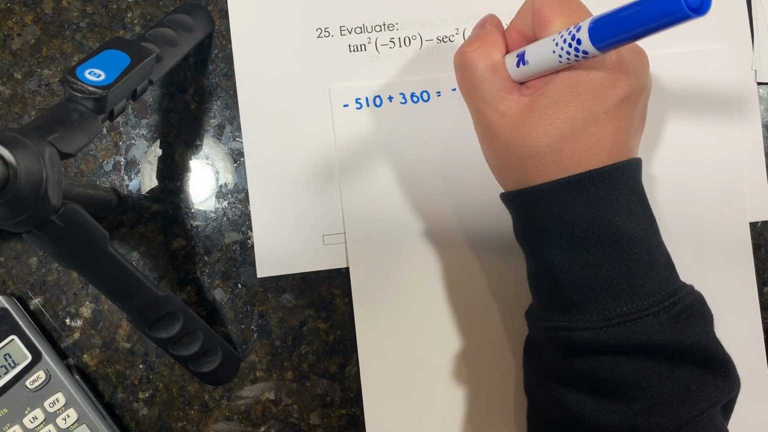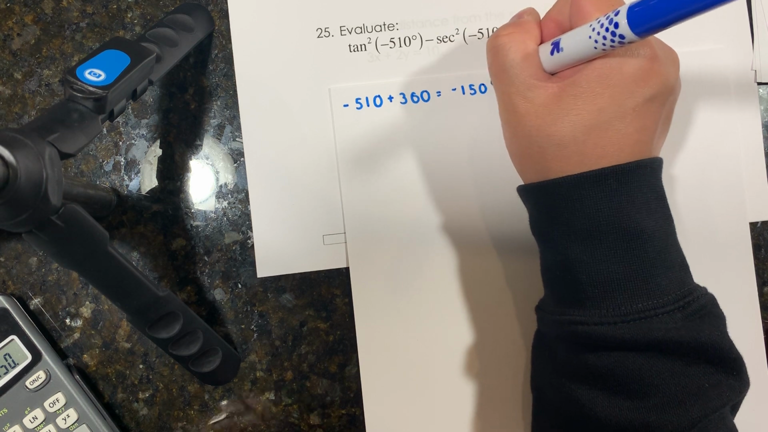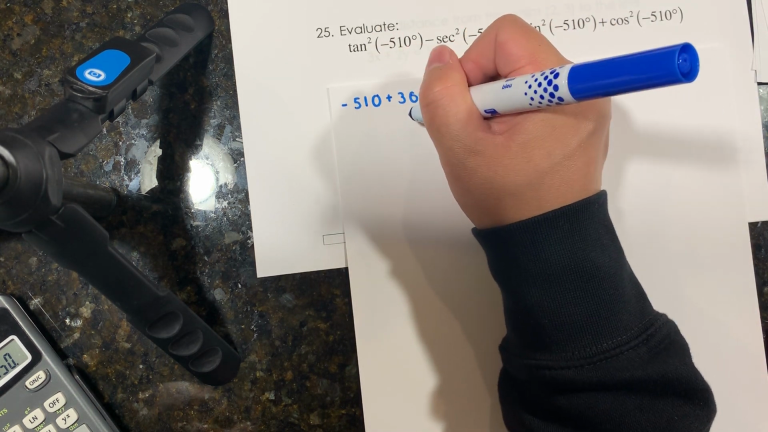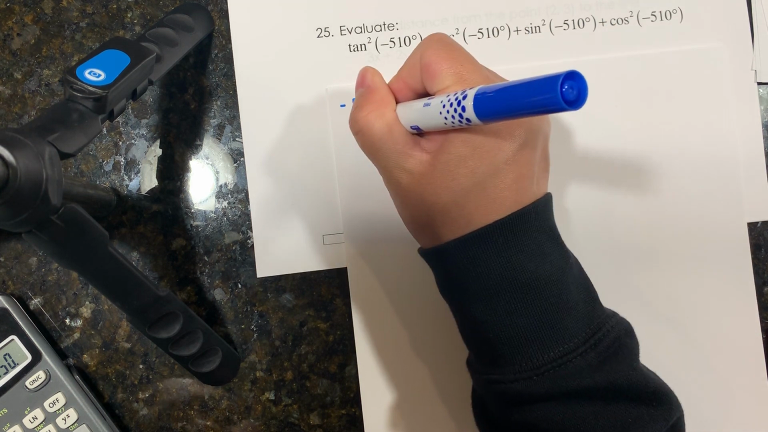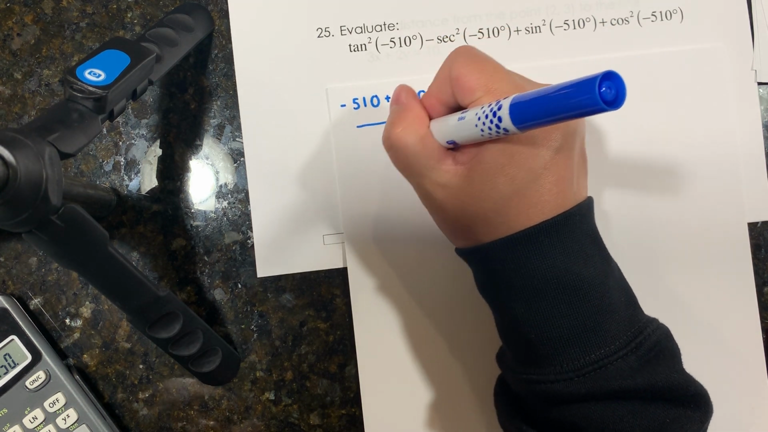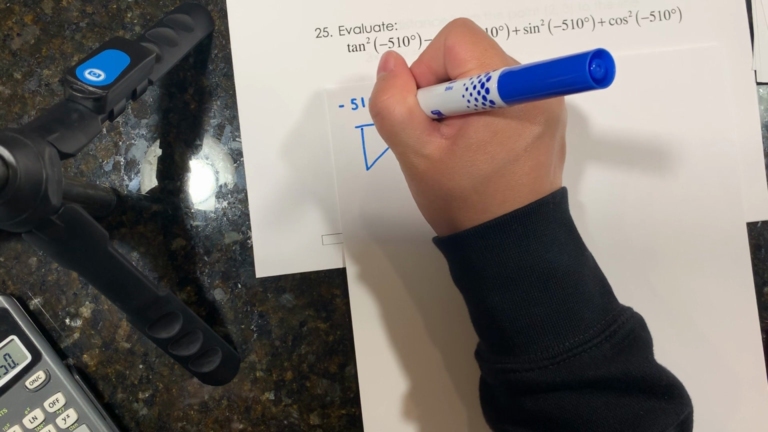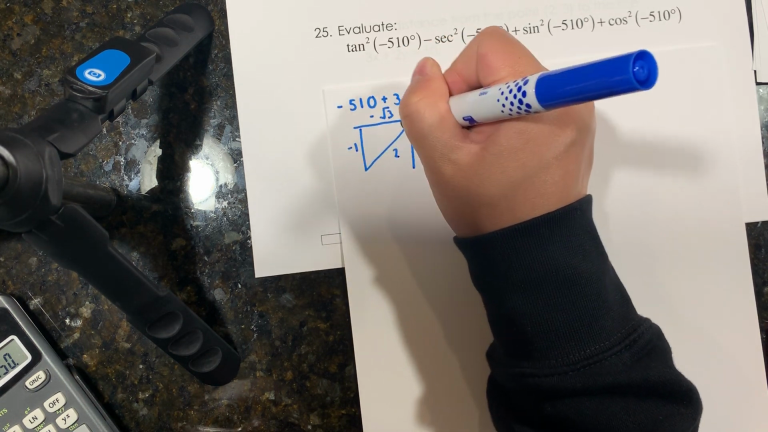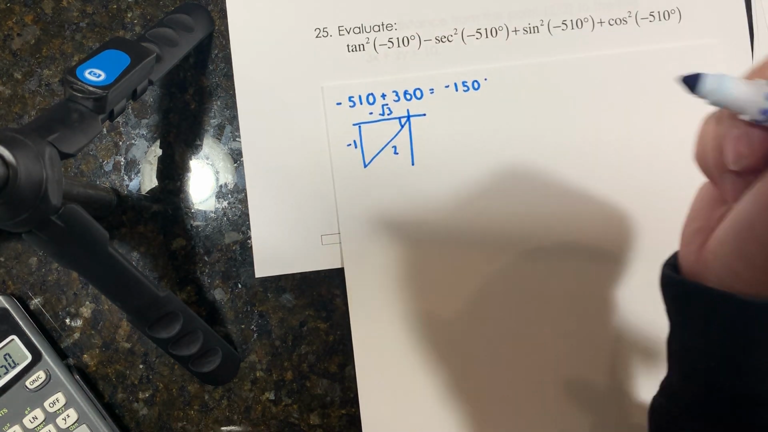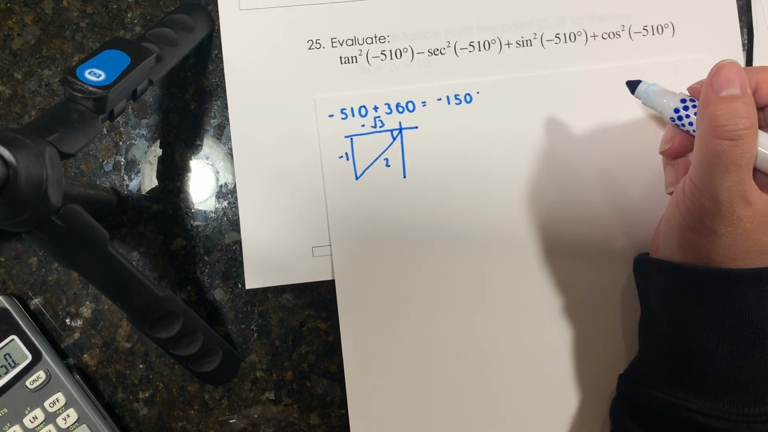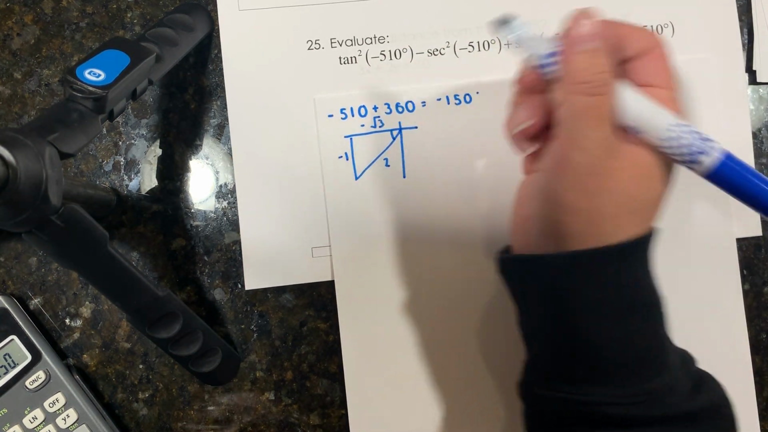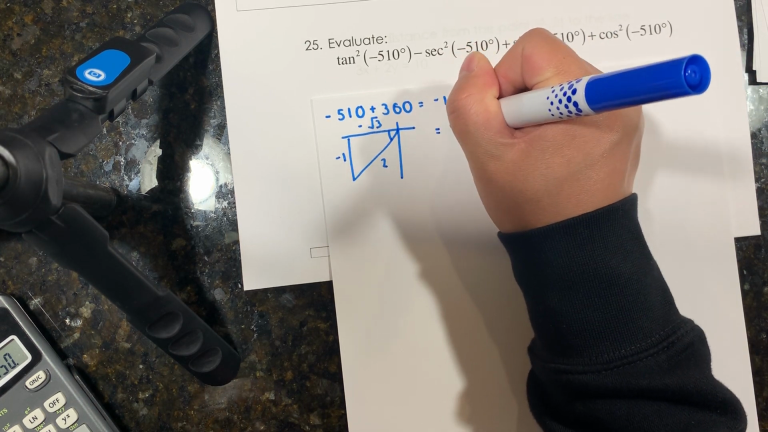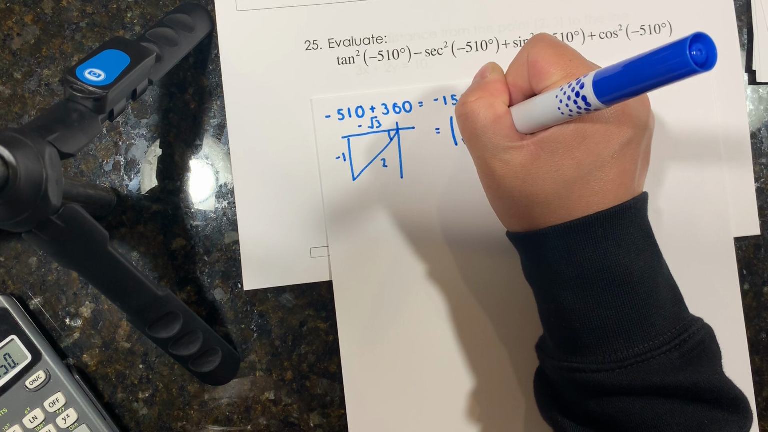And you're going to get negative 150 degrees. Negative 150 degrees is going to be in quadrant 3 with a 30-degree angle. So that'll be negative root 3, negative 1, and 2. So the tangent of this triangle would be opposite over adjacent, and that will just give me 1 over root 3.